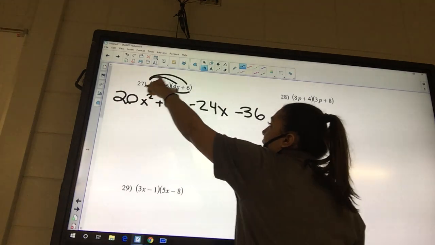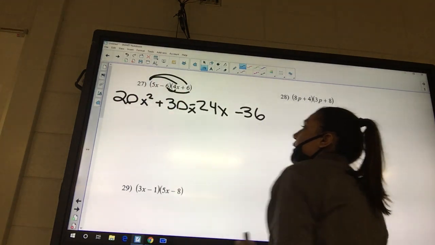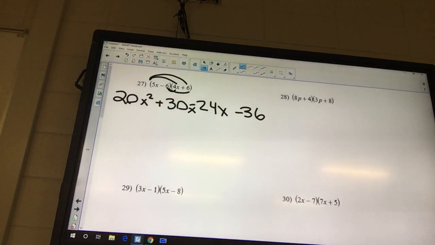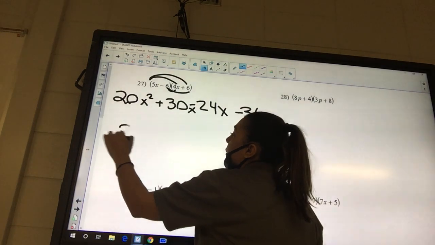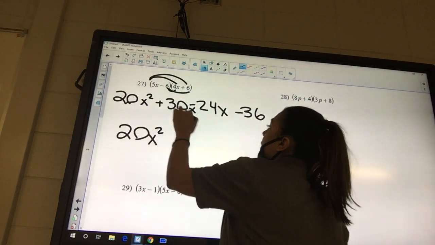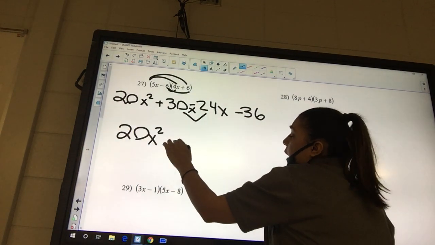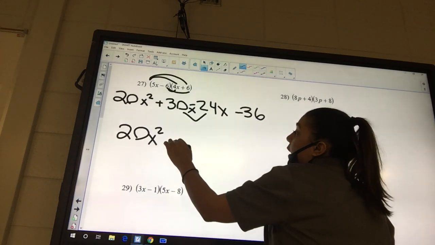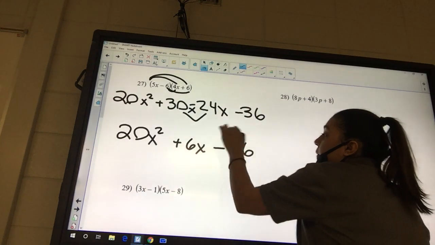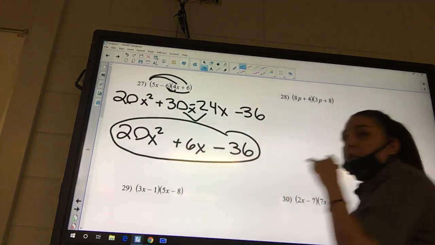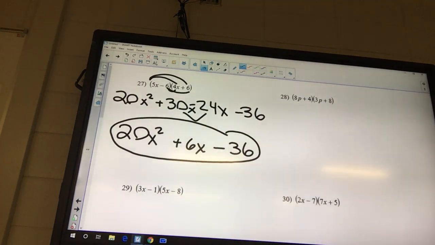So I got 5x times 6. There should be an x here. I didn't realize until right after I wrote it, and I figured we'll just go with it and see if you guys can find it. Okay, so what is a positive 20 and a negative 24? That's what we have to combine. Positive 6x? Because the 30 is bigger, so it's going to outweigh that other one.